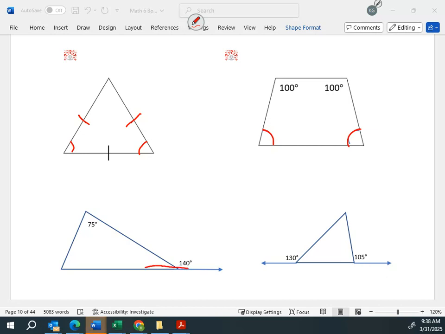If they give us an outside angle, we know it's supplementary to this inside angle. So 180 minus 140 gives us that inside angle, and then we can find our missing angle. So you might have to use those supplementary angles to help us find that missing angle. Any questions on this objective?